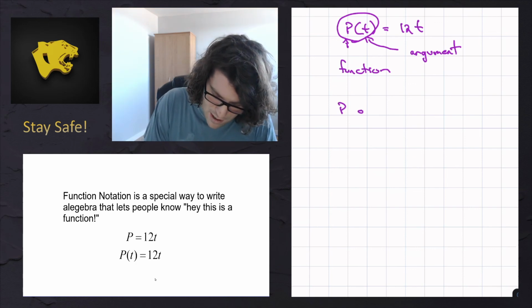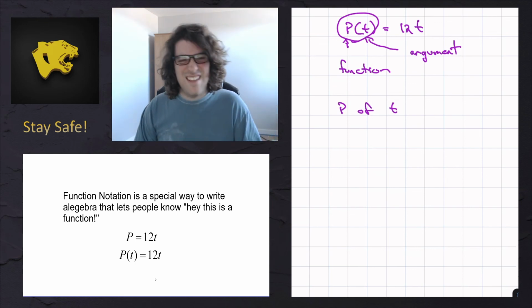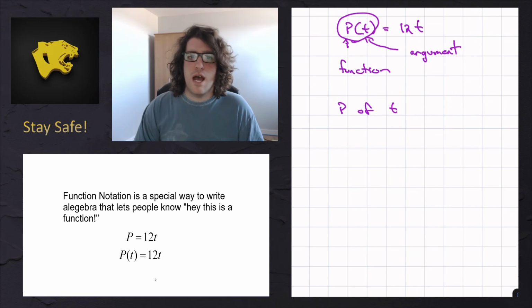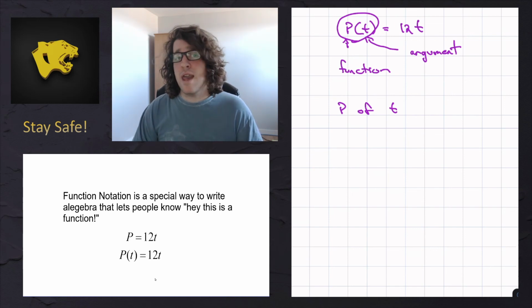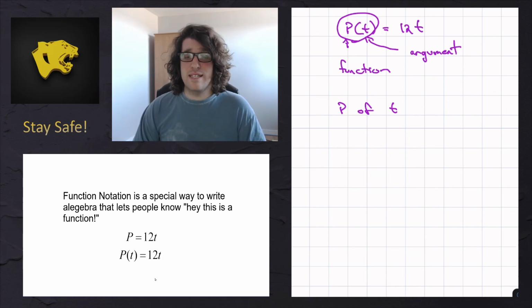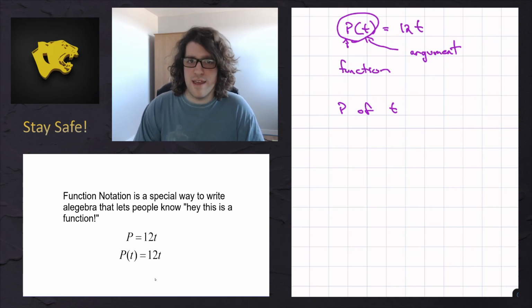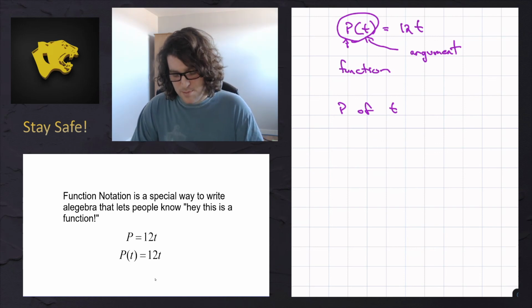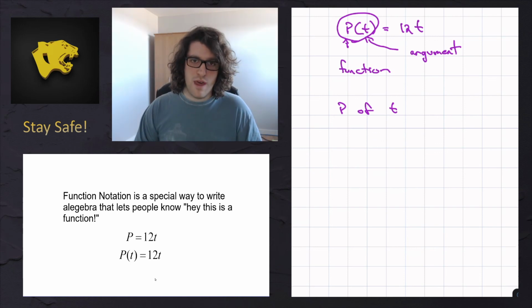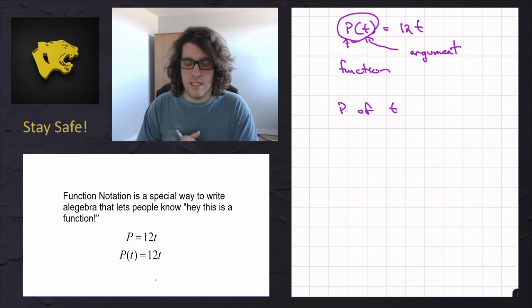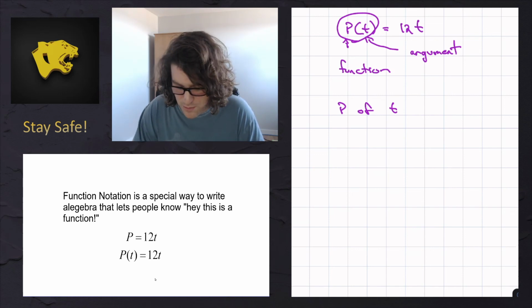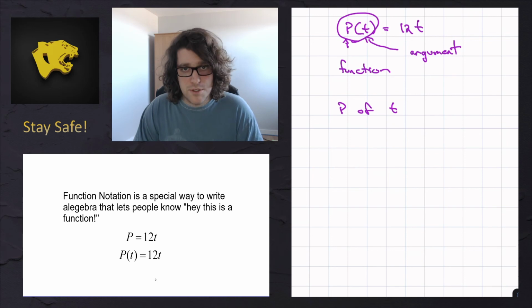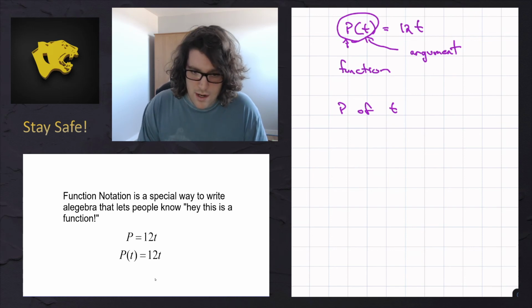So this is P of T. And that P of T means that I have some pay that is a dependent variable that is dependent on the independent variable of time. So pay is dependent on time, and I know that by seeing P of T in that particular expression. So P of T is equal to 12T.